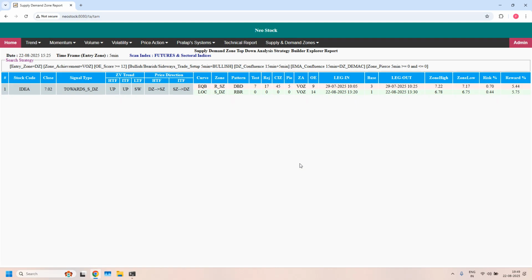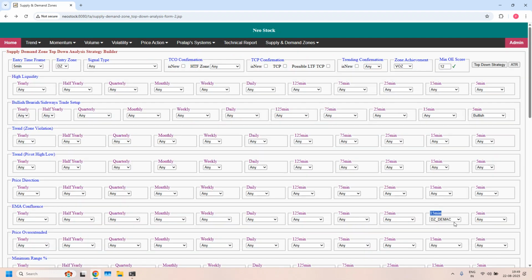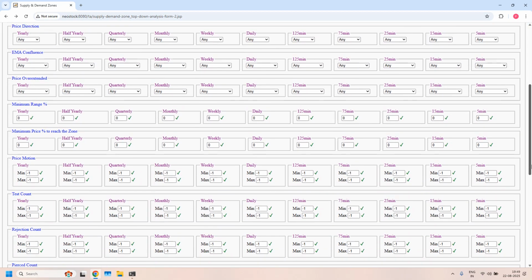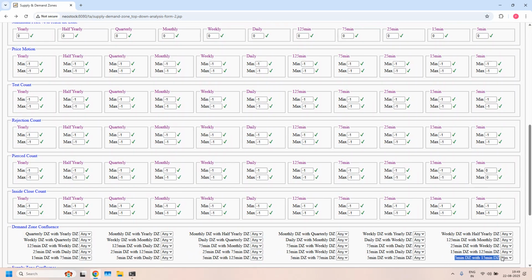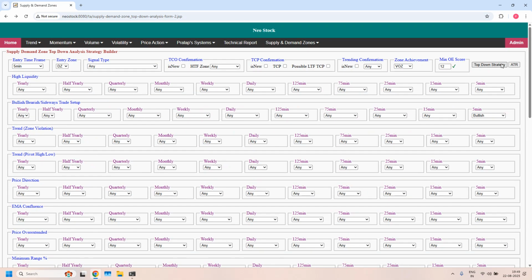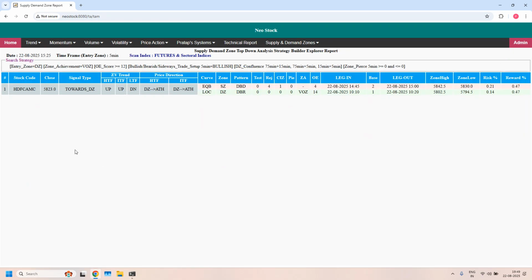Okay, next let us look into LTF, ITF and HTF demand zone confluence, and thereafter HTF EMA confluence. So I am going back, removing the ITF EMA filter. In the demand zone confluence, we have to set 3 filters. The first filter is already enabled. Next, 5 minutes and 75 minutes. Then 15 minutes and 75 minutes demand zone confluence. With all 3 filters, we got only one stock.